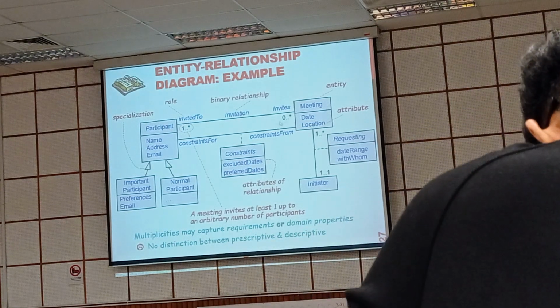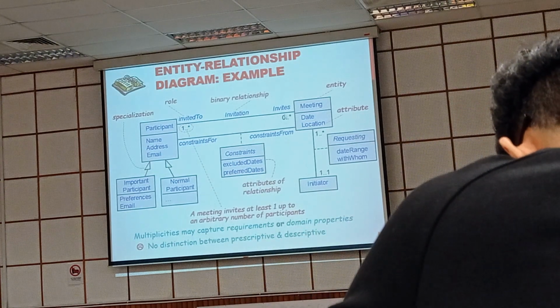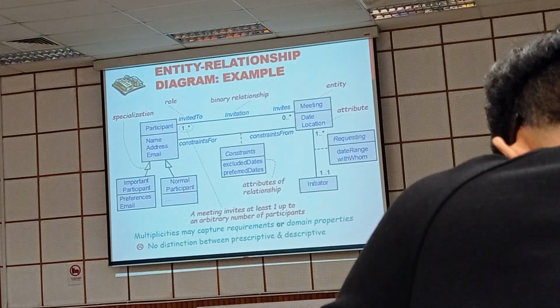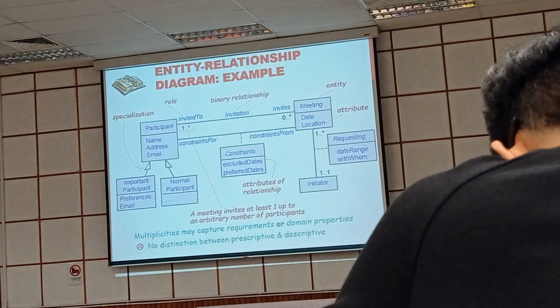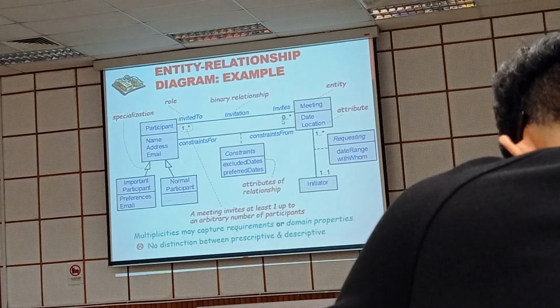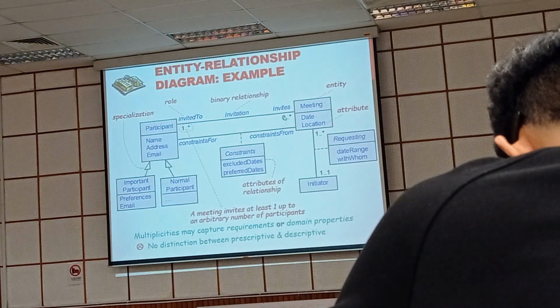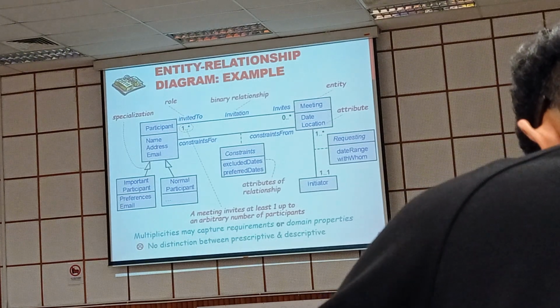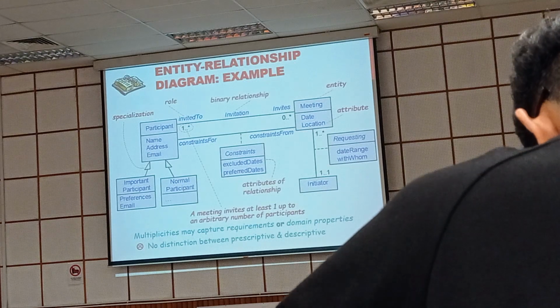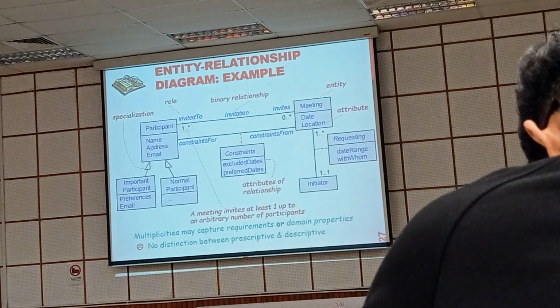If it's mandatory, then you need to put 1 here. If you don't have to attend a meeting, if you don't receive any invitation, it is optional, then you can put 0. That's the meaning of cardinality. 1 for mandatory, 0 for optional cardinality. So remember this. All this must be clearly shown.